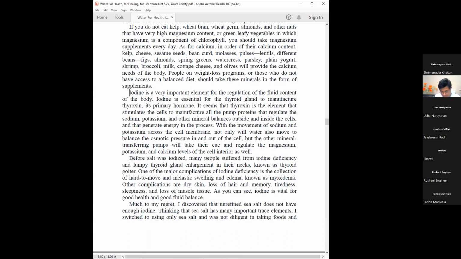Iodine is a very important element for the regulation of the fluid content of the body. Iodine is essential for the thyroid gland to manufacture thyroxine, its primary hormone. It seems that thyroxine is the element that stimulates the cells to manufacture all the pump proteins that regulate the sodium, potassium, and other mineral balances outside and inside the cells, and that generate energy in the process. So again, it's all interrelated and interconnected. You really can't take out one thing from the other, right? So you have to be clear about what the circuitry is.